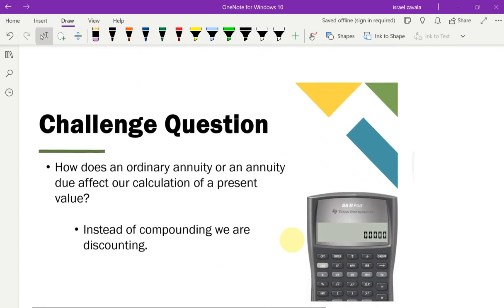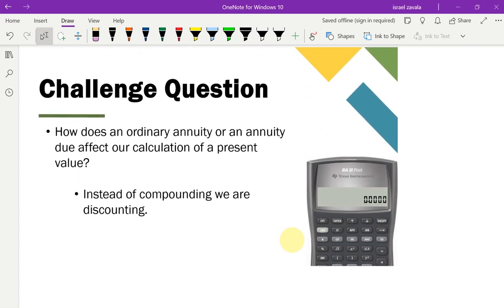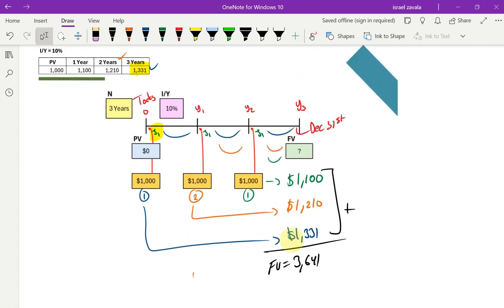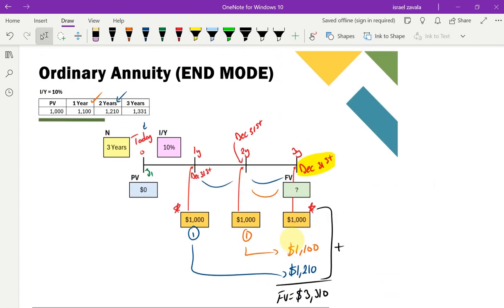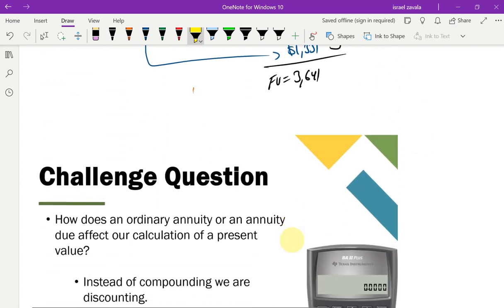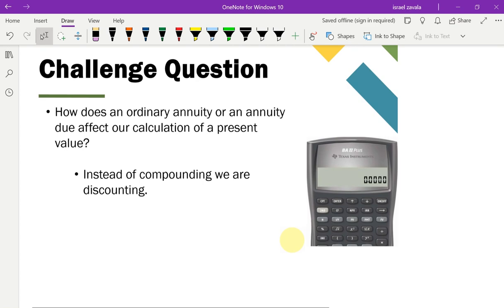All right, so lastly, I have a challenge question. How does an ordinary annuity or an annuity due affect our calculation of the present value? So now what I'd like you to do is attempt to solve for the present value of the annuity due and the present value of the ordinary annuity. How does that shift affect the value in each setting? Okay, if you can think through that, leave me the answer in the comment section. I think you'll have a very strong understanding of the impact of the end mode versus the begin mode. Okay, all right. So just one reminder, instead of compounding, we are discounting.